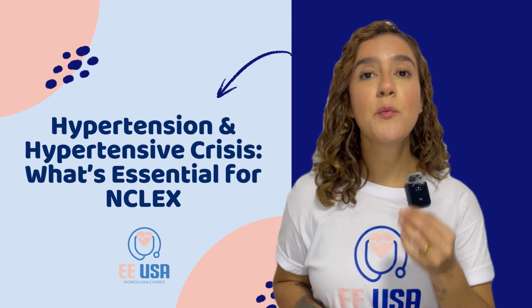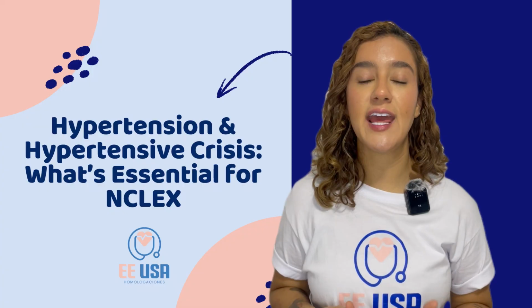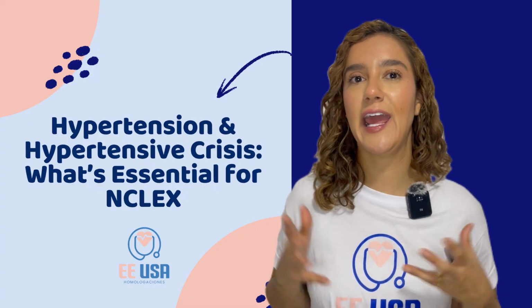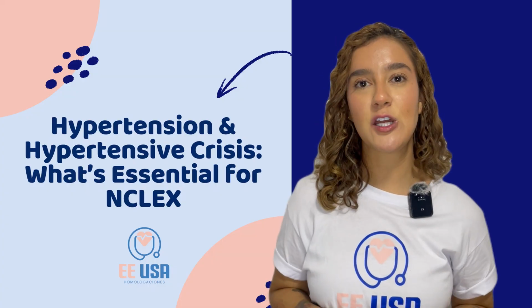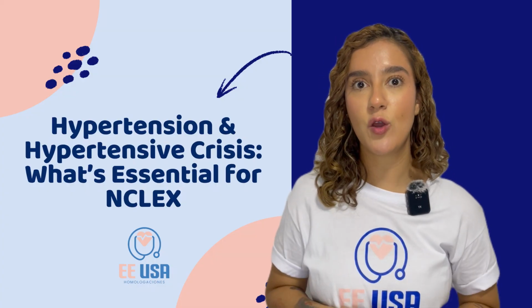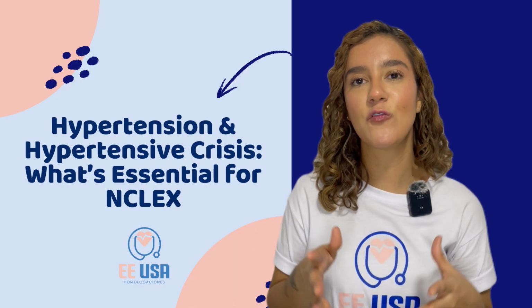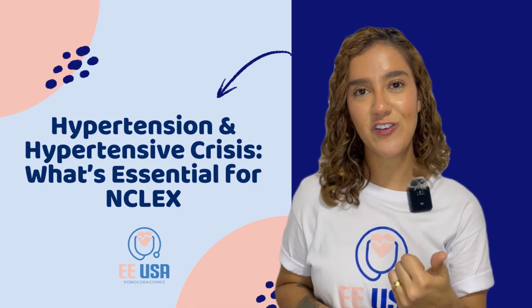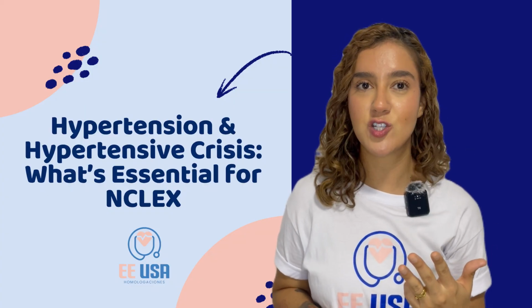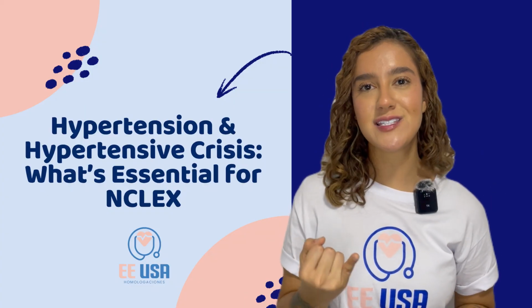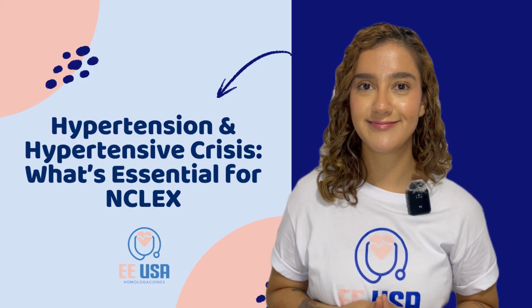What will you do if the monitor shows you 200 over 120 millimeters of mercury and the patient complains of a severe headache and blurred vision? Let's begin. Over the next 10 minutes, we will take a deep and focused review of hypertension and hypertensive crisis: what is essential for the NCLEX, including key definitions, quick assessments, nursing priorities, important medications, treatment goals, common exam mistakes, and practical tips to choose the right answer with confidence.